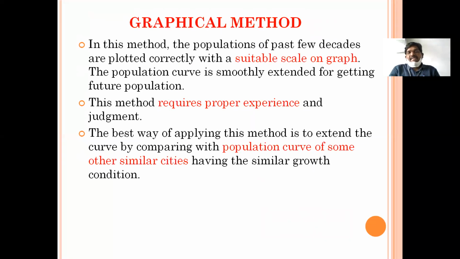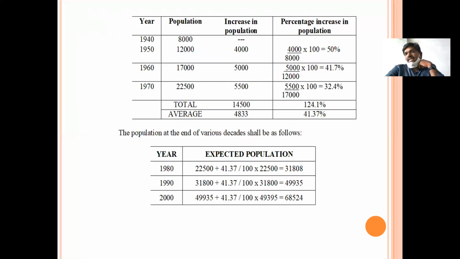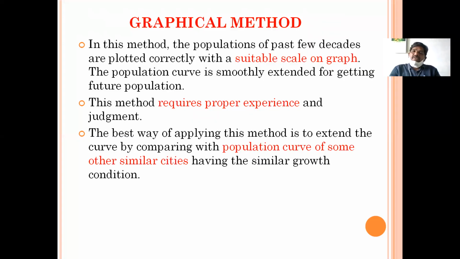By the name itself, by the title itself, we can estimate easily what we are going to discuss. Graph. In the previous case, we have discussed names like incremental increase, geometrical increase, something like that. Here, we are clearly able to understand this method is going to be represented with respect to graphs. Here, the population of past few decades will be plotted correctly with respect to the scale that we are going to take up in the graph itself. See here, based on the graph, we will extend it, or we can predict the future population by availing the population of past decades.